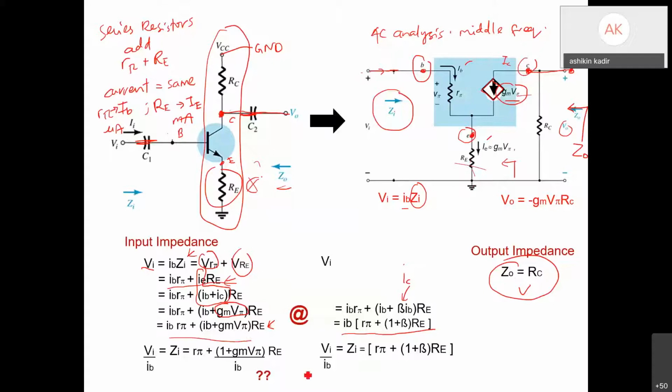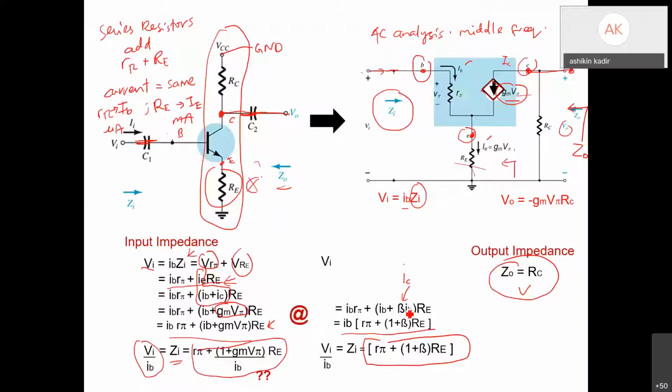So which one do we want to use? That is up to us. But because we want to find Zi, Zi must be Vi over IB. So if we reorganize, Vi over IB, for the gm V pi version we get a very long equation over here. Or if we use 1 plus beta, our Zi will be equal to this one.